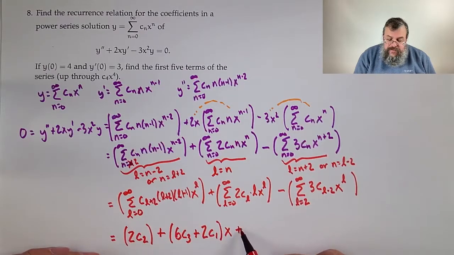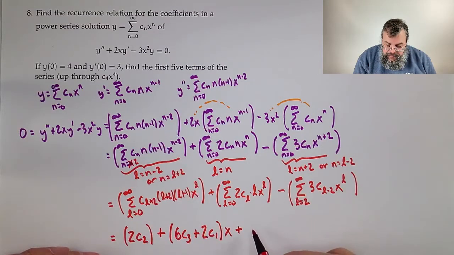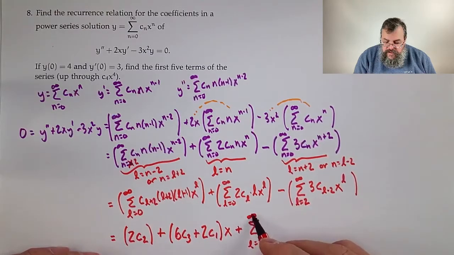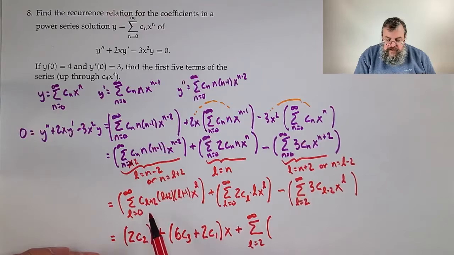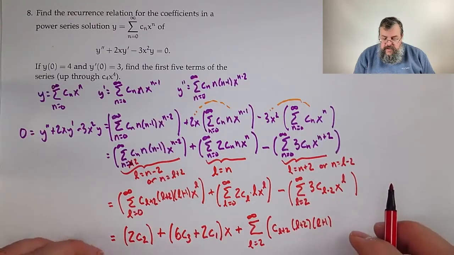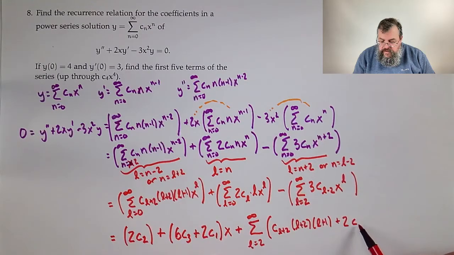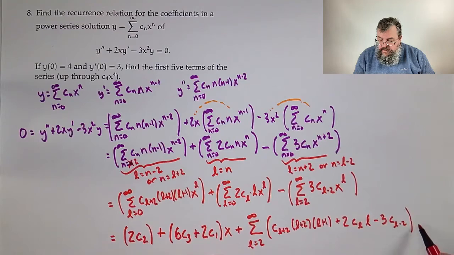And now we've taken care of 0, we've taken care of 1, and then everything else goes into the sum, plus the sum from 2 to infinity, and now we group things together. So we have C, L plus 2 times L plus 2, L plus 1, and that's from the first part, plus 2CL times L in the second part, minus 3C, L minus 2, x to the L.